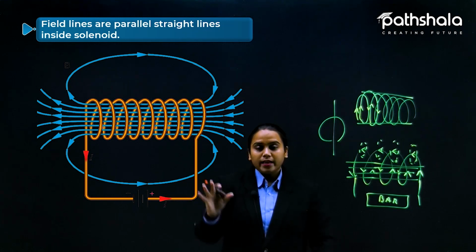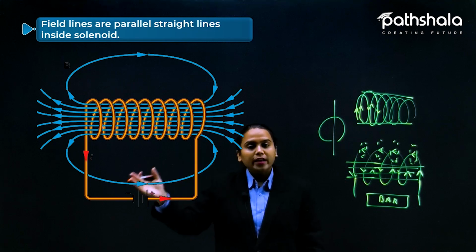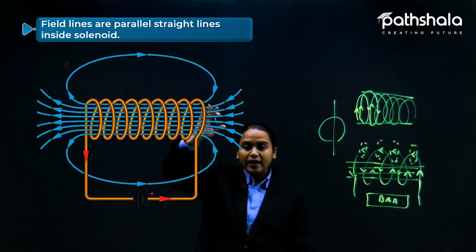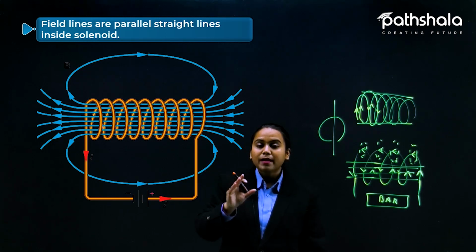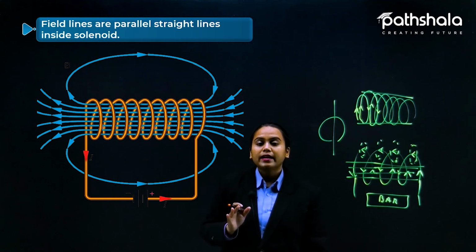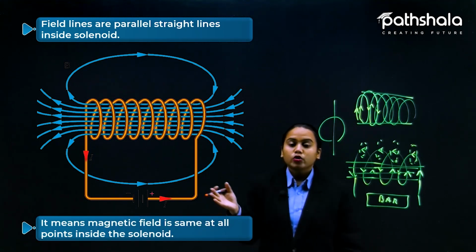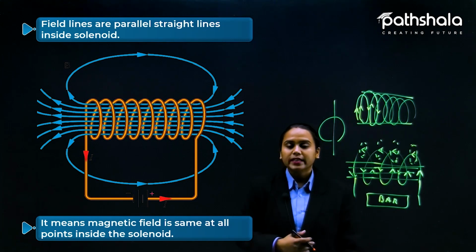So the main things we have seen here are the north and south poles. Accordingly we generated the magnetic field lines, and it is similar to the bar magnet, and inside, like the bar magnet, the magnetic field lines are parallel to each other. It is in the same manner in the solenoid. So it means that the magnetic field is the same at all points inside the solenoid.